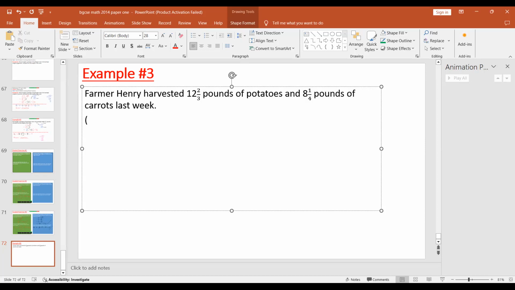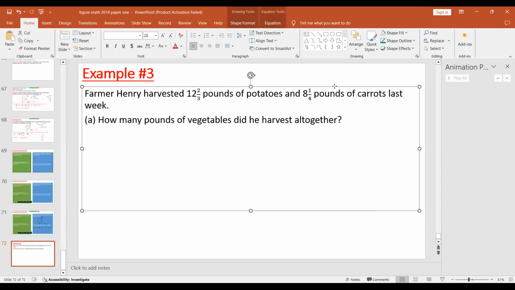Part A says that we want to calculate how many pounds of vegetables did he harvest altogether. So Farmer Henry harvested 12 and 2/3 pounds of potatoes and 8 and 1/4 pounds of carrots last week. How many pounds of vegetables did he harvest altogether?